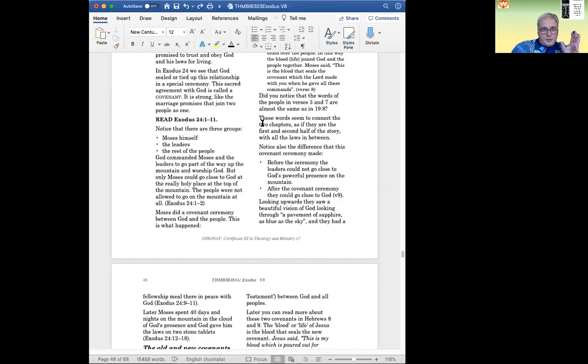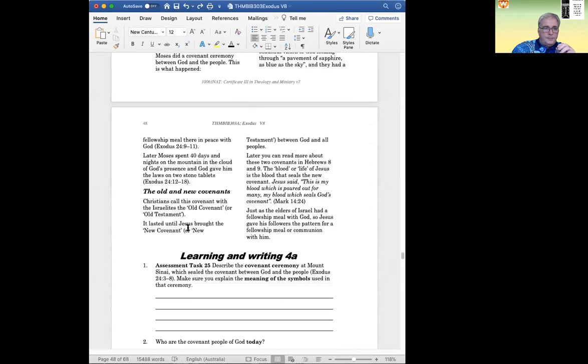So the relationship is sealed with ceremony, and we know that later Moses spent 40 days and 40 nights on the mountain, in the cloud of God's presence, and that God gives him the law on the stones. We'll talk in a later lesson about what happens about him breaking them and having to write them again. So Christians call this covenant with the Israelites the Old Covenant or the Old Testament, and we will come, as I've indicated, to this concept of covenant a number of times, this agreement.